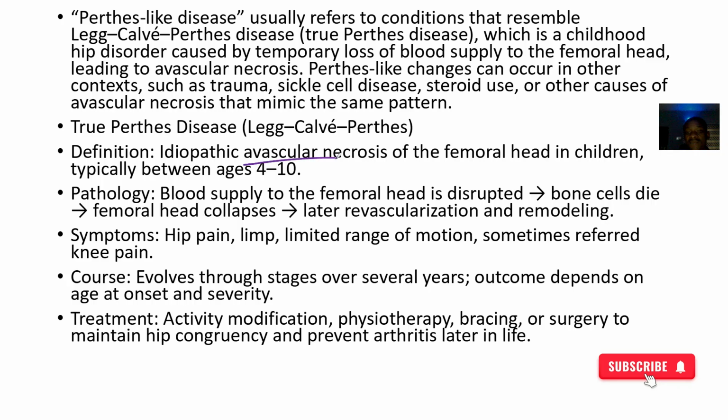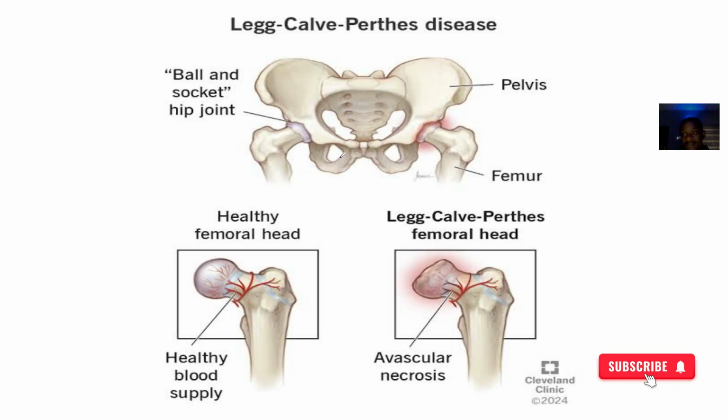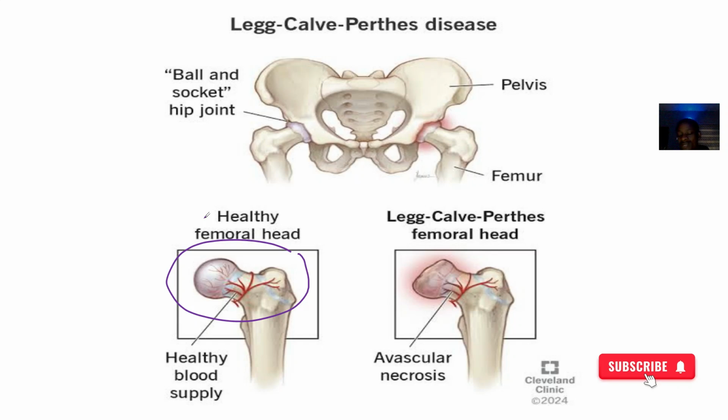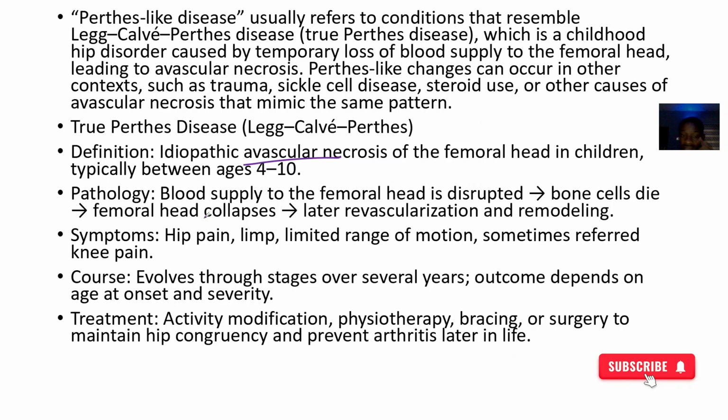It's an idiopathic avascular necrosis of the femoral head, mostly in children around age 4 to 10. So the femur is not having adequate blood supply, so the tissues there are dying, mainly the bone tissues. The pathology is that the blood supply to the femoral head is disrupted, so bone cells are dying as a result of that. So the femoral head will collapse. Later on the blood supply comes back, and remodeling occurs. There's a lot of hip pain, limb pain, limited range of motion, and sometimes referred knee pain.